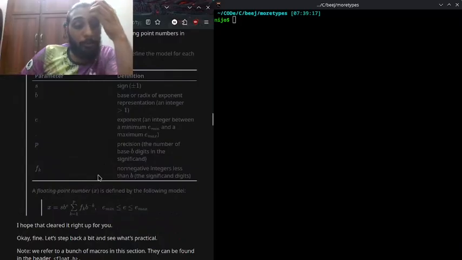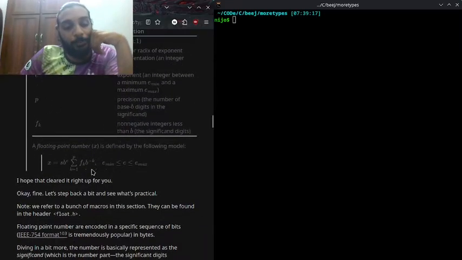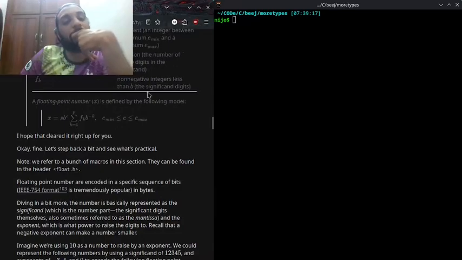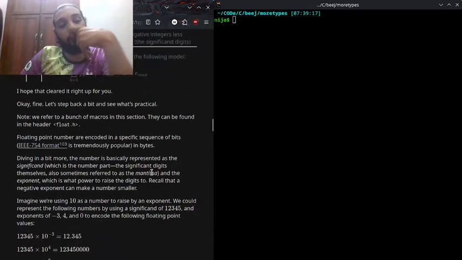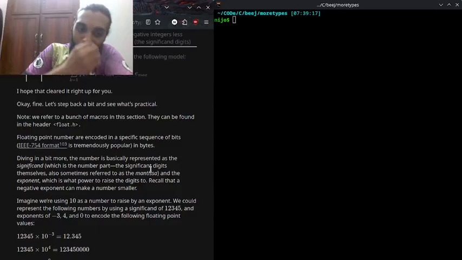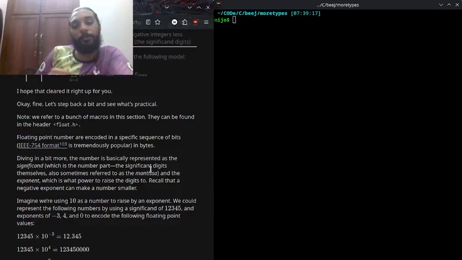So x, the floating point number, is equal to the sign times the base raised to an exponent, times the summation of f k times b to the minus k, where p is the precision and f k is a non-negative integer less than b, where b is the base. Okay, cool. I hope that cleared it right up for you. Okay, fine. Let's step back a bit and see what's practical. Note, we refer to a bunch of macros in this section. They can be found in the header float.h. Floating point numbers are encoded in a specific sequence of bits.